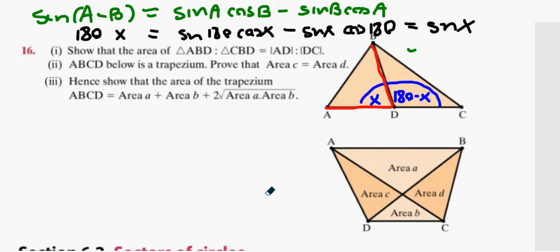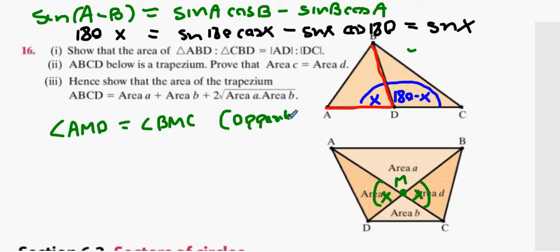We all agree that angle X and angle X are the same thing. Why would I consider them to be the same thing? Vertically opposite, they're the same angle. I've established that much. So if I'm looking for a temporary marker, I could call this point M, and I'll just go AMD equals BMC. Reason being opposite angles. Now, prove that area C equals area D.